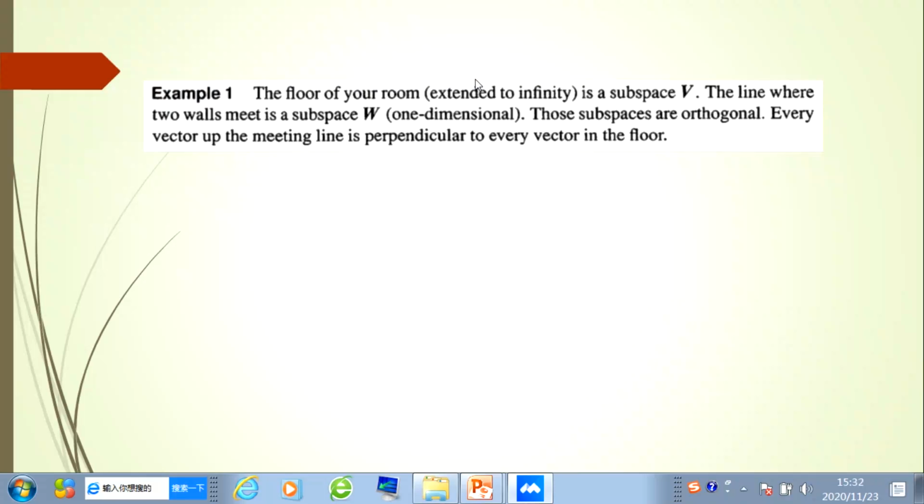So you will notice there is a vertical line, right? This green one will be the line where the two walls meet each other, right? So what we said in example 1 is that this line where two walls meet is perpendicular to the floor. Are you clear? This line where the two walls meet.